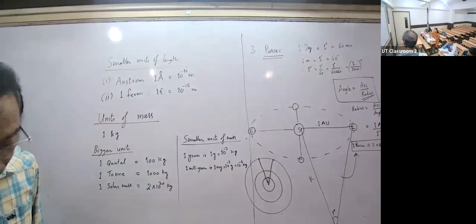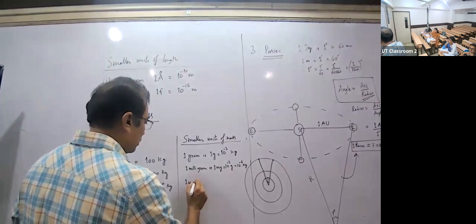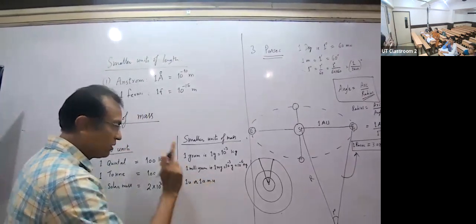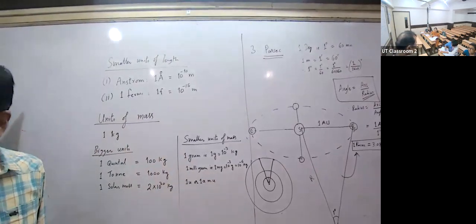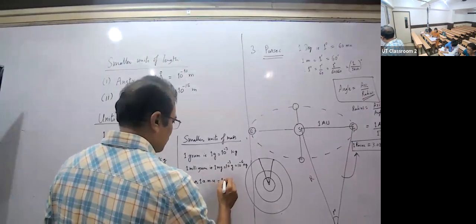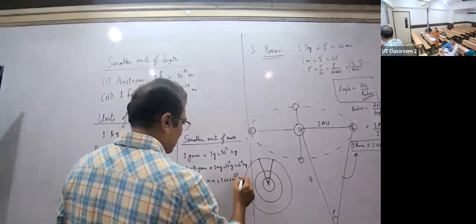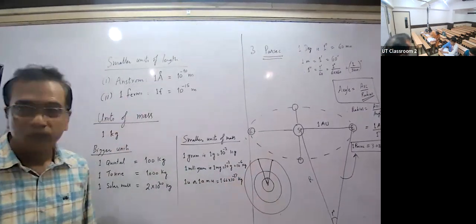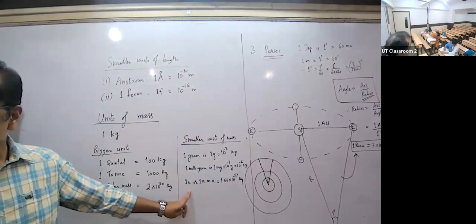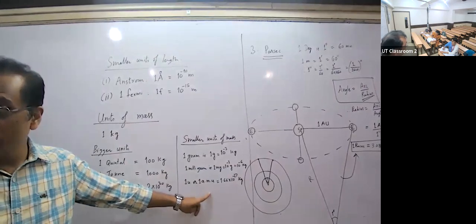Then you have 1 u or 1 AMU, atomic mass unit. Do you know how much that is? It is equal to 1.66 into 10 raised to minus 27 kilogram. So atoms are not measured in kilograms. They are measured in AMU because kilogram is a very big unit for them.